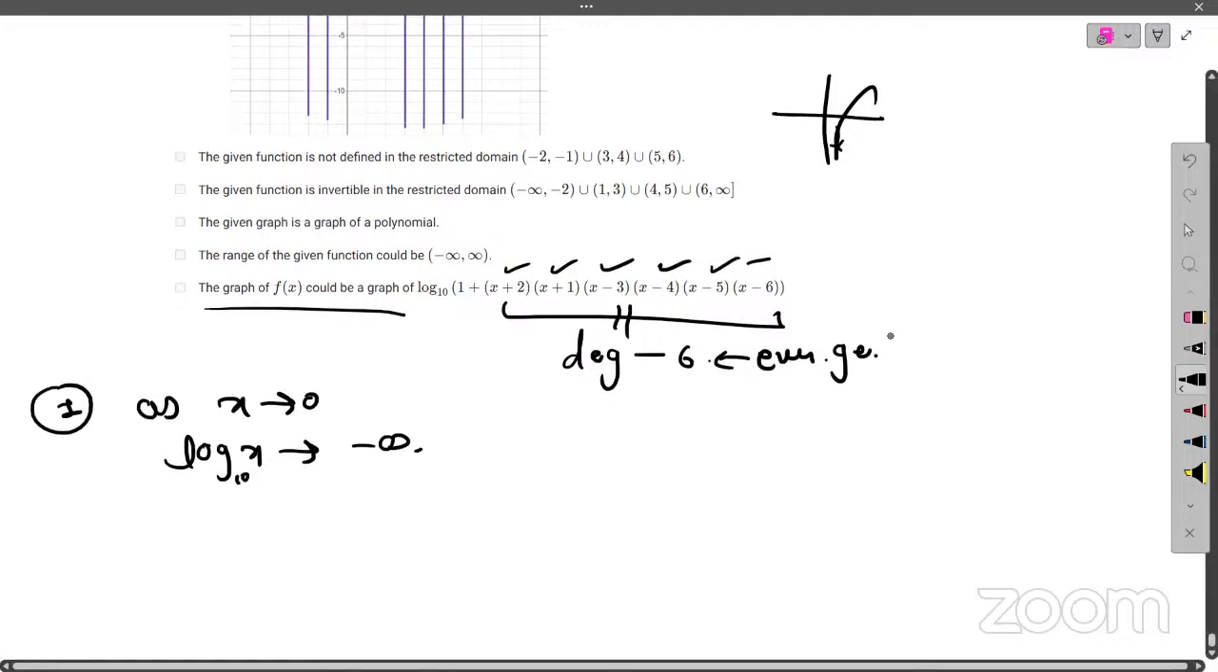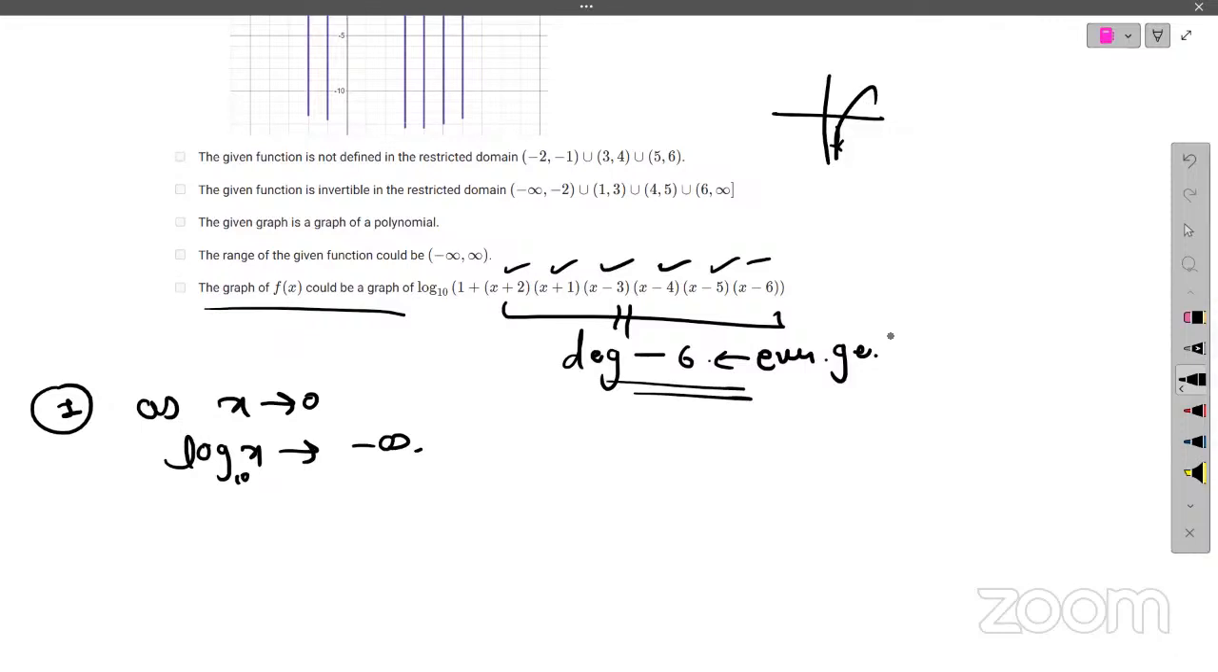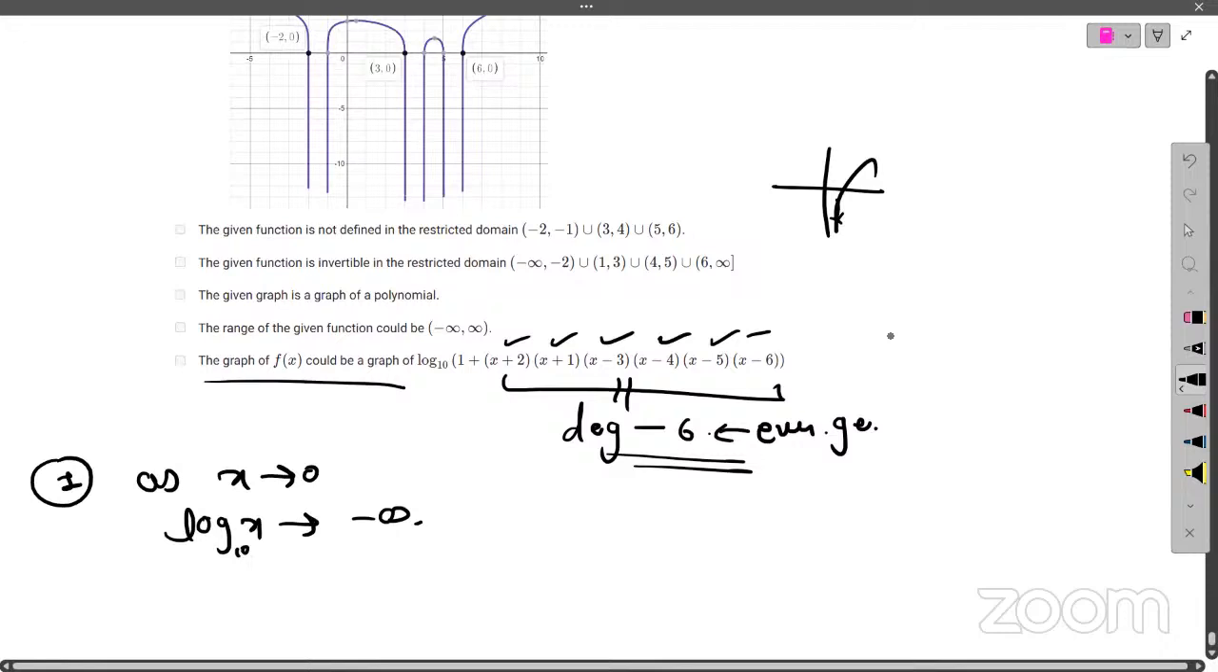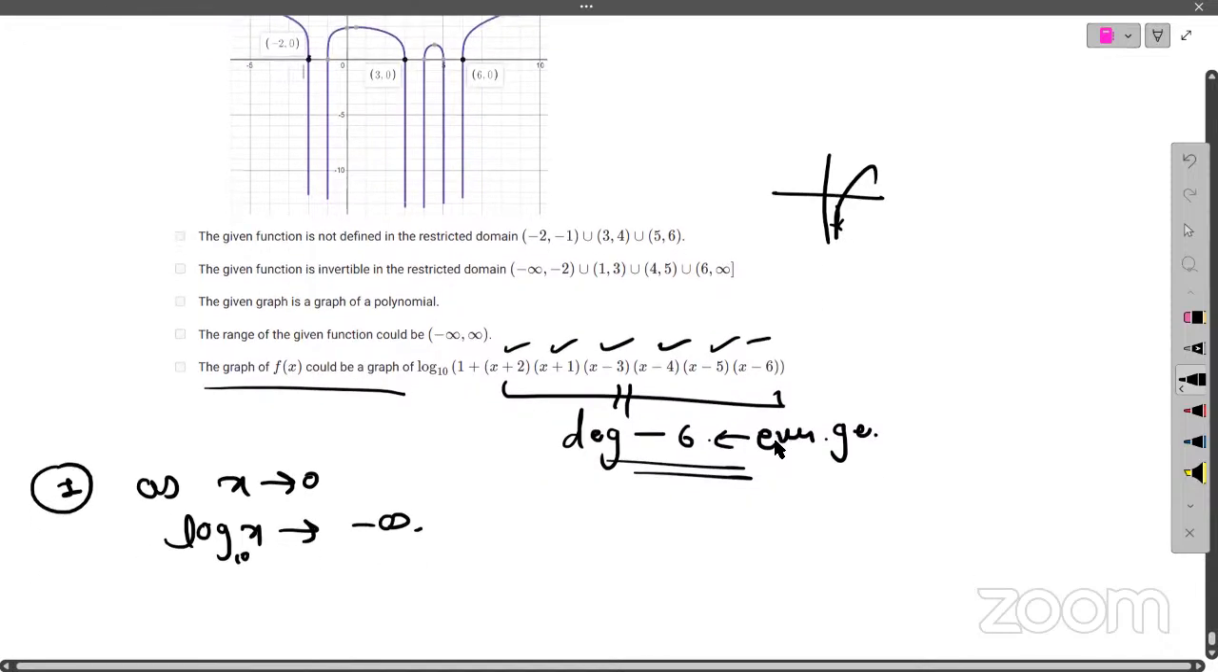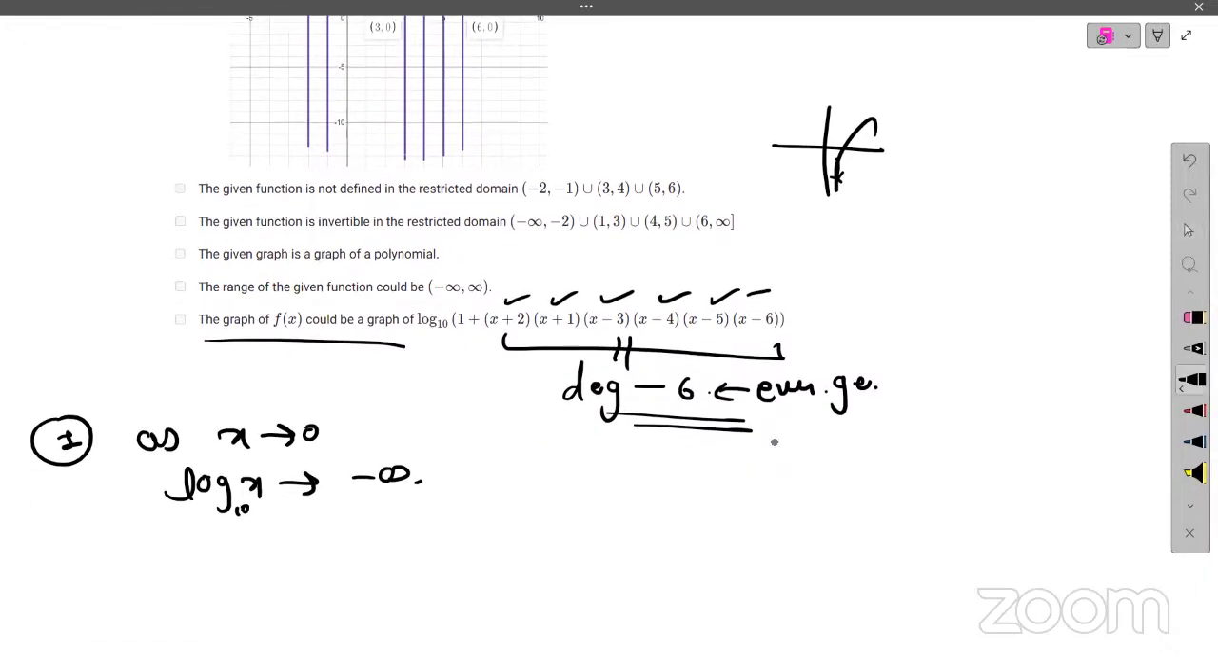Now you observe that this is our polynomial of degree 6, right? So this polynomial could have 6 roots. Here if you substitute these values, suppose you substitute x equals minus 2, then this factor will become 1, but log 1 is equal to 0, right?